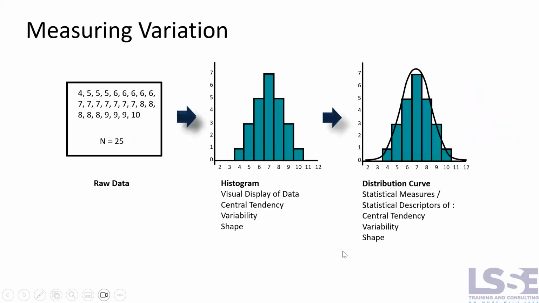Now, how do we measure variation? Okay, so here we have 3 charts. Okay, the one on the left is the raw data. Okay, if you present your data like this, it's hard to probably get meaningful information. And the next one is a graphical representation of the data that was shown in the raw data. And now this one is more visual. Okay, this is what you would call a histogram.